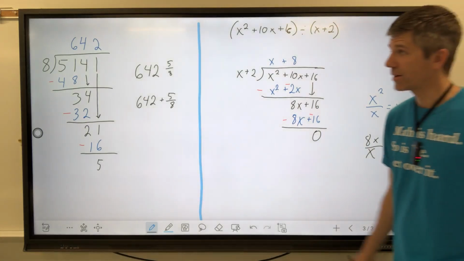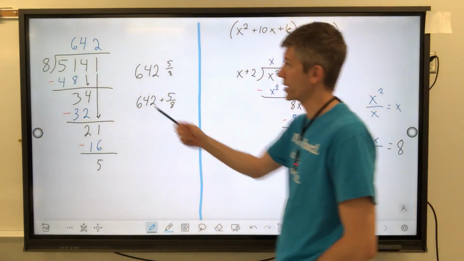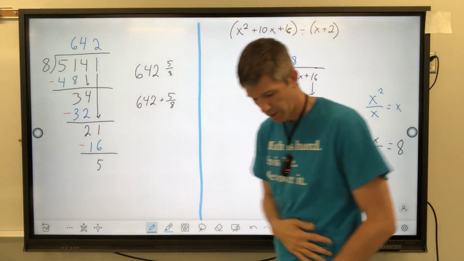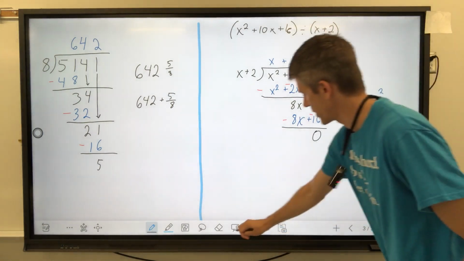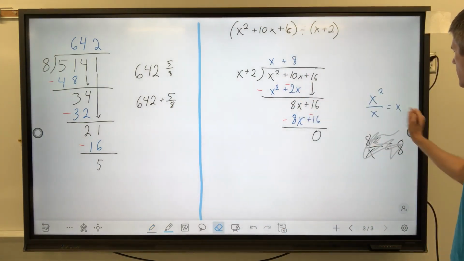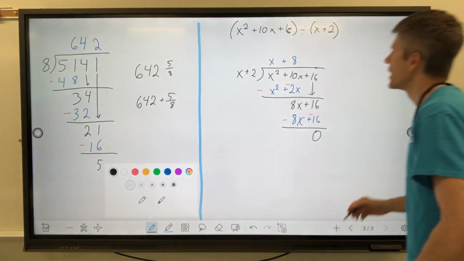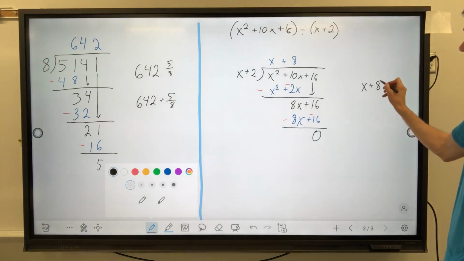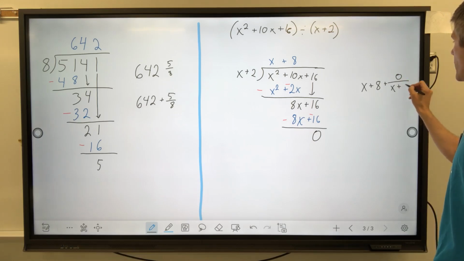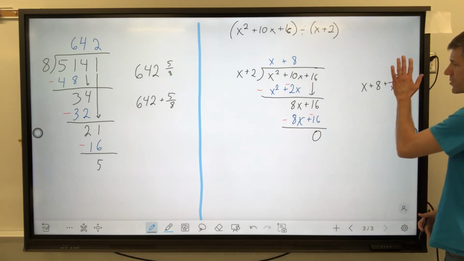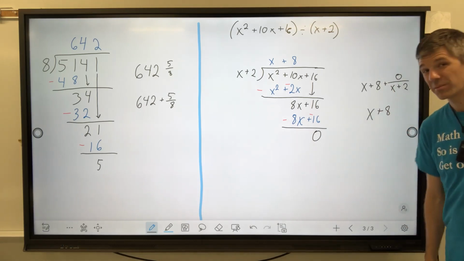So our final answer on this one was x plus 8. Notice where I was pointing. This one's going to be x plus 8, and don't write this next part: 0 over x plus 2. But because it's 0, we don't have to write that part. So the actual answer that we would write in a practical sense is x plus 8.